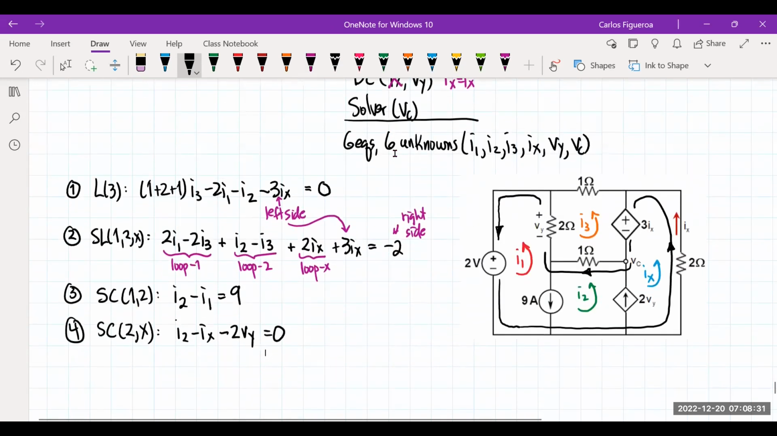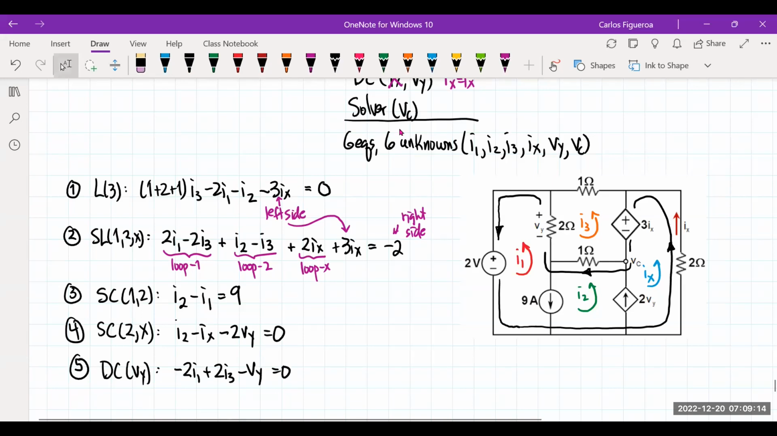So now I need my equation for Vy. You can see that Vy is connected to the voltage across the 2 ohm resistor. So then I'm going to see here that I3 is positive, I1 is negative. So I'm going to write this as minus I1 plus, oh, that can't be right. I have to write minus 2I1 plus 2I3 minus Vy equals 0.